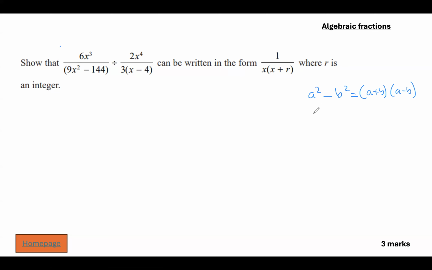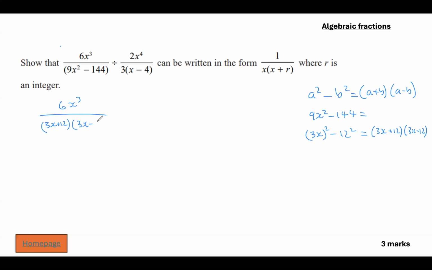So in this case, now that we have 9x squared minus 144, we could rewrite this as (3x) all squared minus 12 squared. And now we can apply the difference of two squares here. So we've got (3x plus 12) multiplied by (3x minus 12). And this in itself is really key to this question.